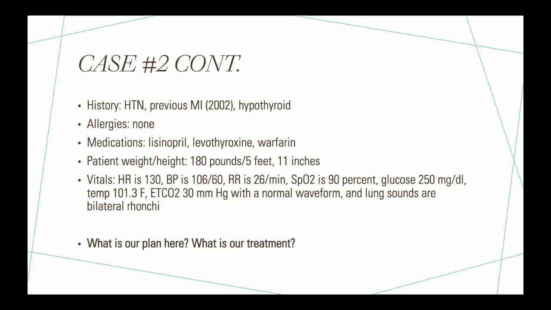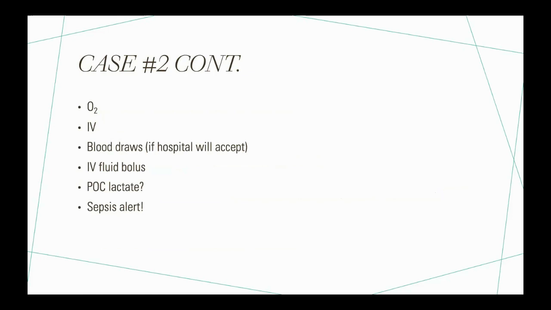So our plan here, what's the treatment here? So the oxygen, our sats are low. We're going to need IVs, blood draws if the hospital's going to accept, IV fluid bolus. If we have that point of care lactate, we'll get that. And then sepsis alert. This is definitely a patient where we want to activate sepsis. We're having this acute onset of symptoms and changes in the vital signs that are suspicious of heading in that direction.